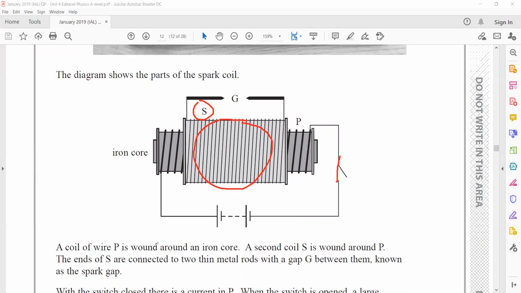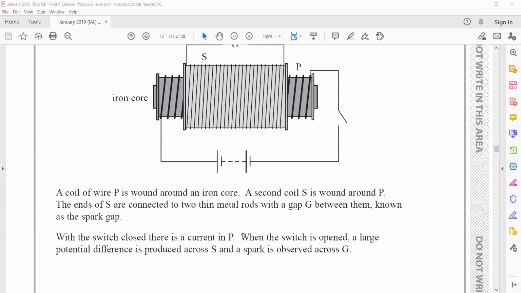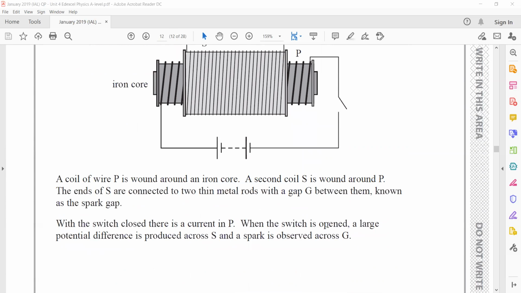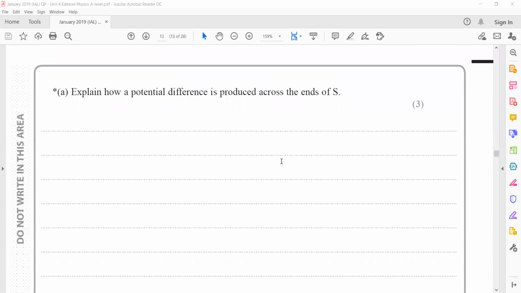So coil P is wound around the iron core. A second coil S is there, which is around P. The ends of S are connected to two thin metal rods, which have a gap G between them, known as a spark gap, because when the charges move, it produces a spark. When the switch is closed, there's a current in P. When the switch is opened, a large potential is produced across S, and the spark is observed across G. Basically, it ionizes the air and produces a spark.